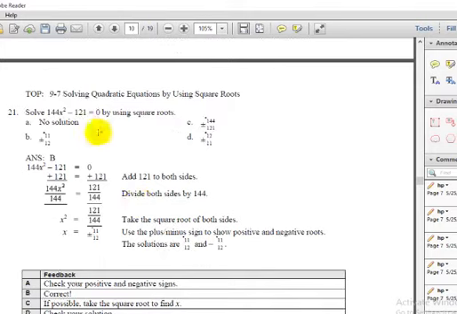Excellent. Let's see this one. Try to solve it by yourself. It's easy. Pause the video and try to solve it. I have here 121 over 144. Let's get the square root and don't forget the plus or minus. So it will be 11 over 12, which is B.